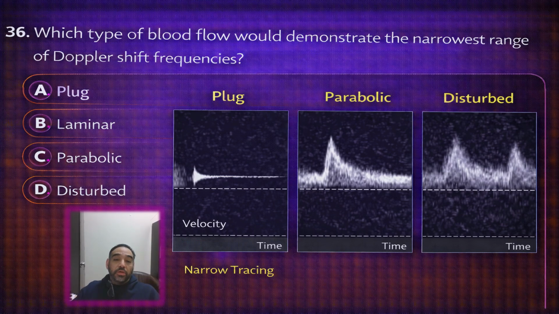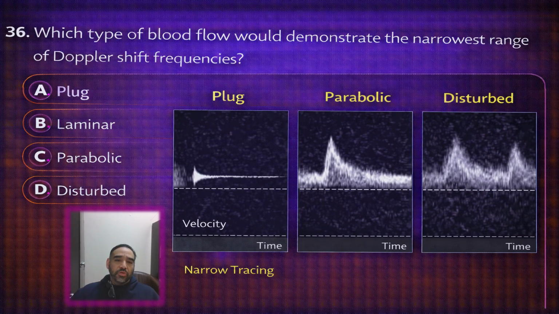So let's look at why the other answers are incorrect, or not the most correct. So laminar, B. Laminar flow still has faster velocity in the center, slower velocity near the walls. So that means multiple velocities at the same time. So you're going to have a wider range of Doppler shifts than plug. Parabolic, which is C. So parabolic flow is like classic laminar flow, maximum velocity at the center, zero velocity at the wall, and that's again a wide velocity range, so it produces more spectral spread than plug flow.